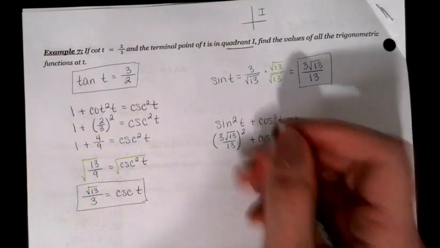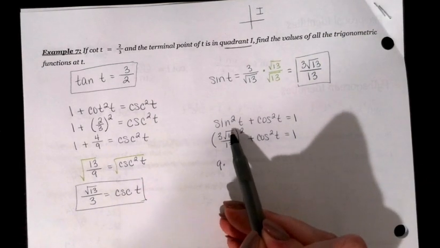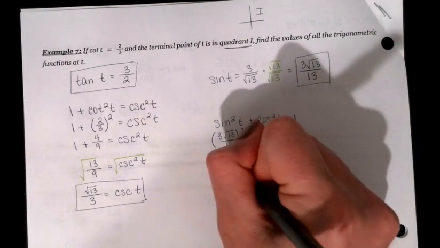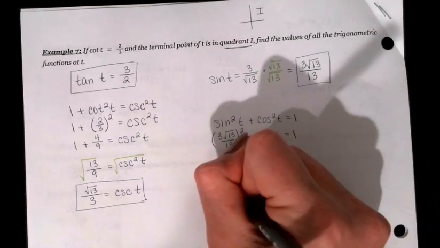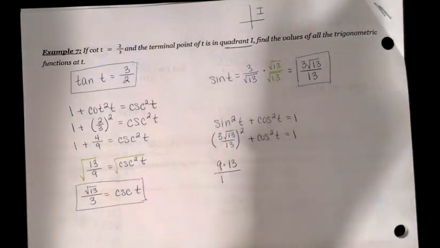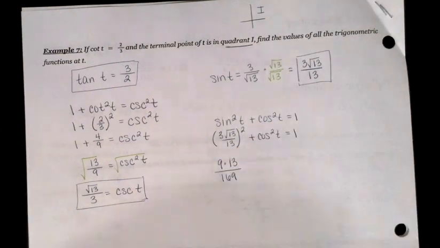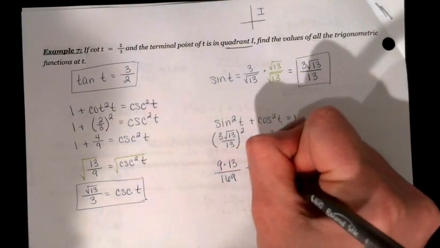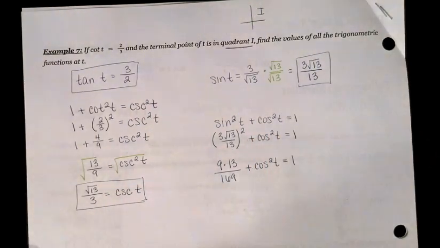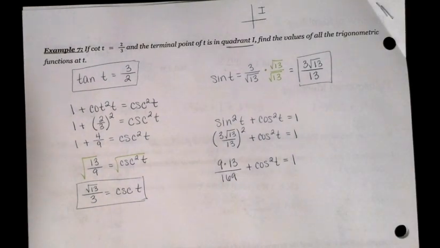So 3 squared is 9. So I have 9 times the square root of 13 squared. Well, the square and the square root cancel, so that's 9 times 13 all over 13 squared, which is 169. I literally just said it. And then I can bring down everything else. So this looks really messy. So we want to simplify it. I have 9 times 13 divided by 169. So I'm going to do that in my calculator.